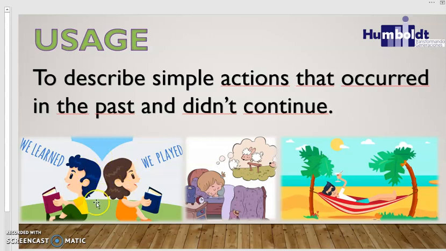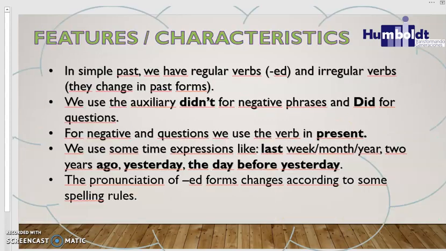We use it to express, for example, dreams, projects that we had, something like this, or the last vacations, right? So let's speak about the most important features or characteristics. Remember that in simple past we have regular verbs, ed, and irregular verbs, which are some verbs that change in the past forms. The second one is that we use the auxiliary didn't for negative phrases or sentences and did for the questions. So we can say that did is the past of do and does in the simple present.